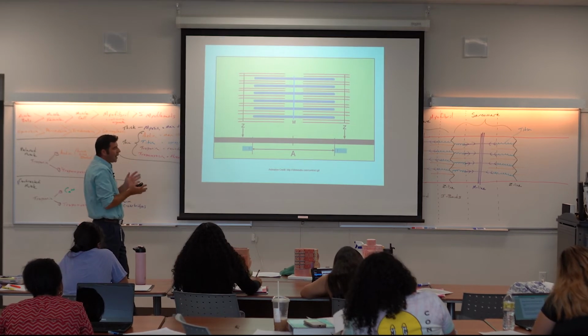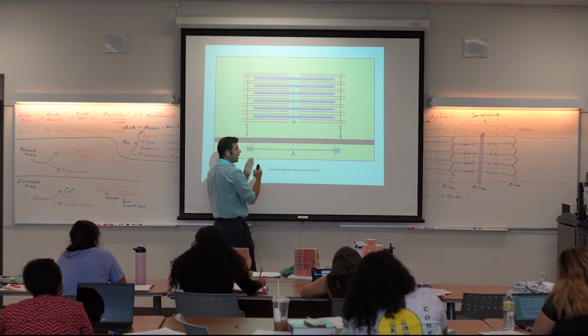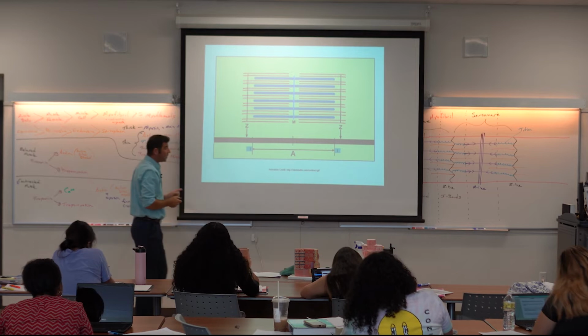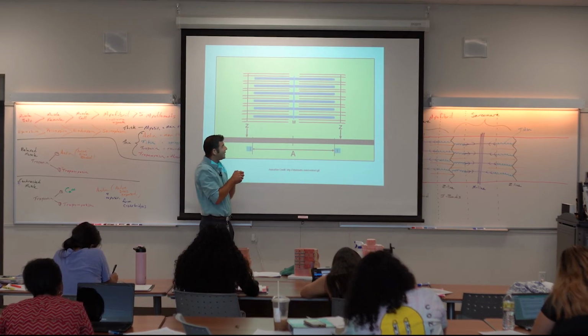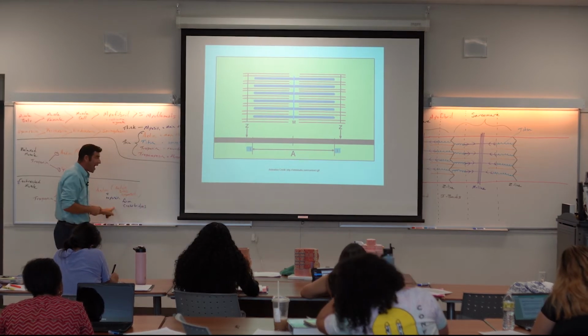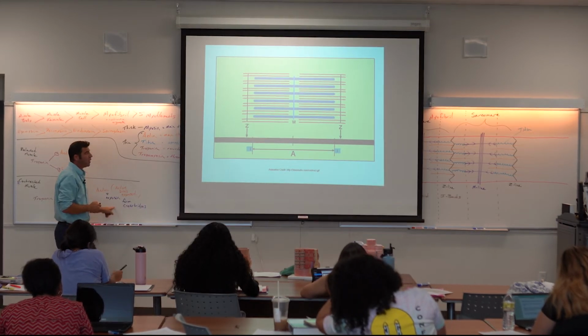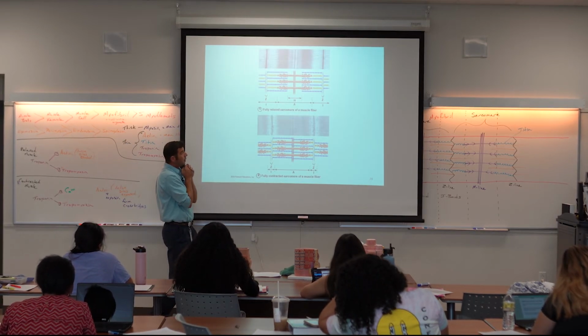Okay, so what I like about this animation is it shows those Z discs being pulled closer together, but what it lacks altogether is it's not showing you any type of connection right here between actin and myosin. There are these cross bridges that form between actin and myosin, like I just mentioned, that are responsible for pulling these two Z discs closer together.